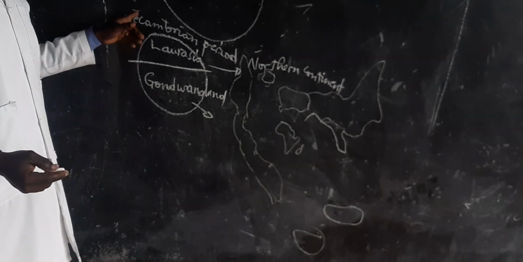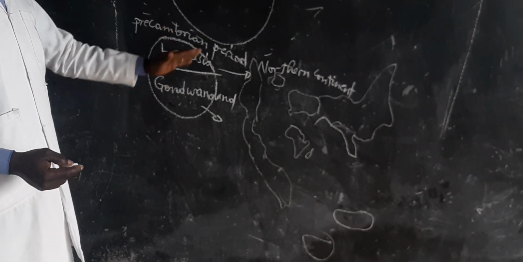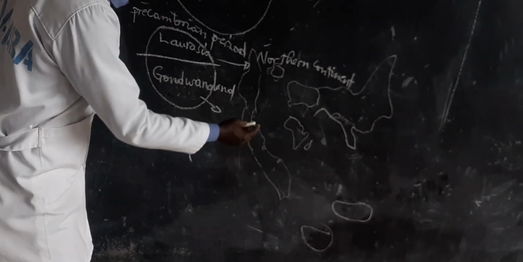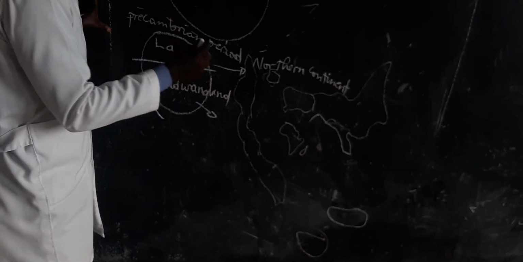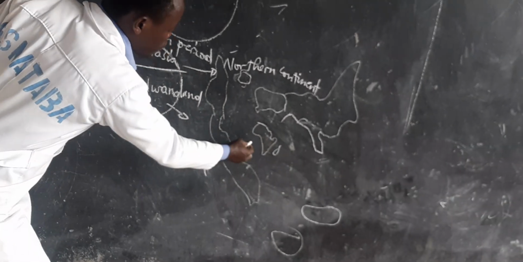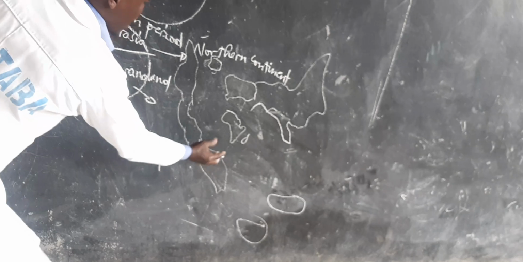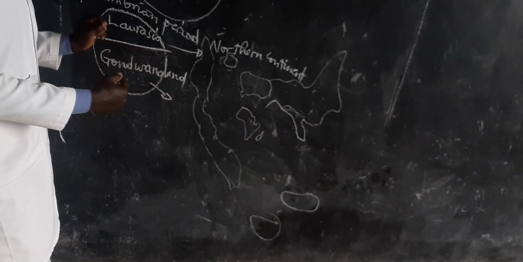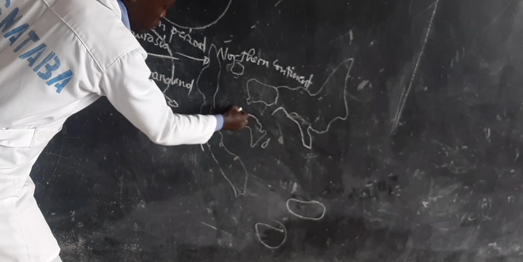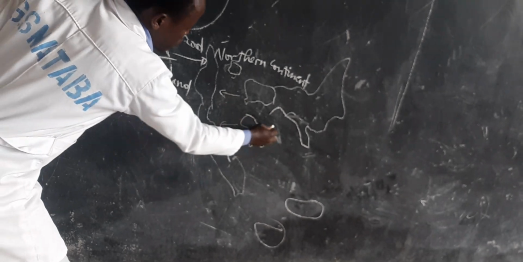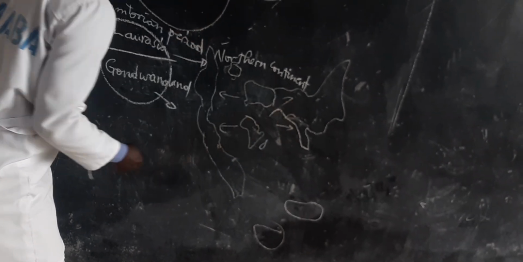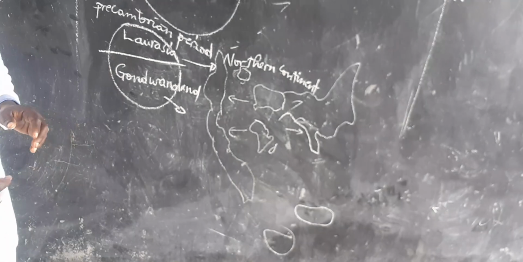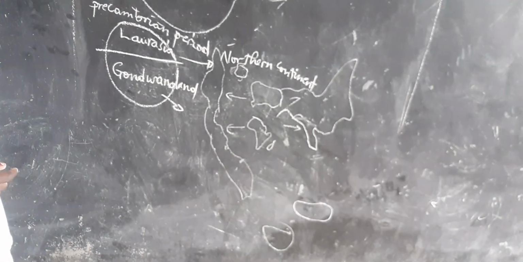So meaning that when you talk of continental drift, you are talking about the movement of continental plates. Those plates drifted away. They were attached, forming only one land mass, but because of different factors, they were broken and drifted away. Such a term is referred to as continental drift.